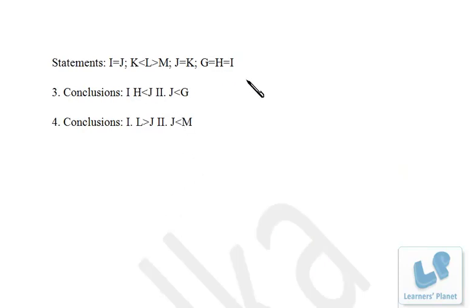Similarly, in this question, I is equal to J, L is greater than K and L is greater than M, J is equal to K, I is equal to J and J is equal to K, that means I is equal to J is equal to K, and G is equal to H is equal to I, that is G is equal to H. All of them are equal, right?